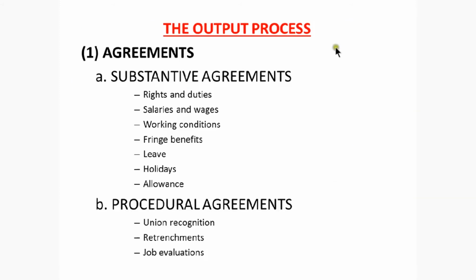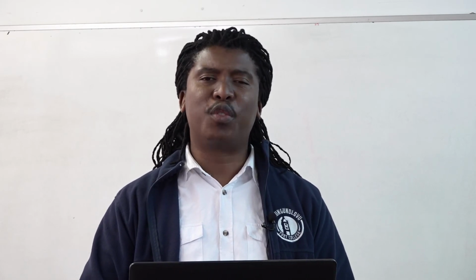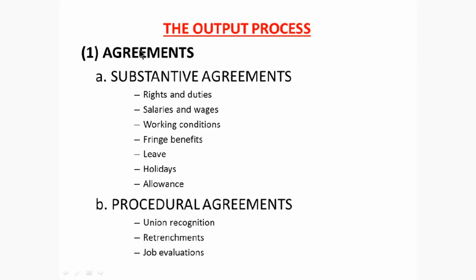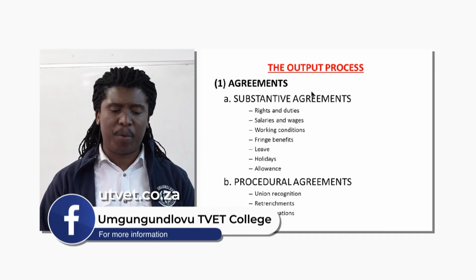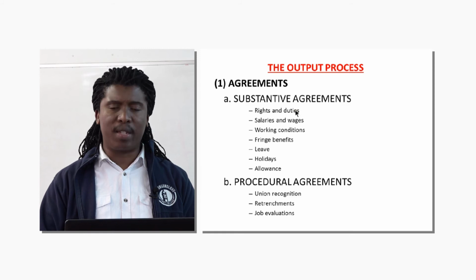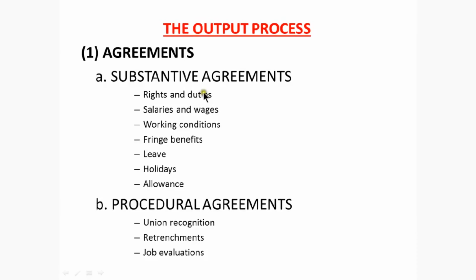Okay? And then the output process, which is the third part. In the output process, we have two types of agreements. We've got the substantive agreement as well as the procedural agreements. Under substantive agreements, these are agreements which are very much essential where parties should take these agreements into consideration. We have rights and duties, salaries and wages. We can have agreements on working conditions.